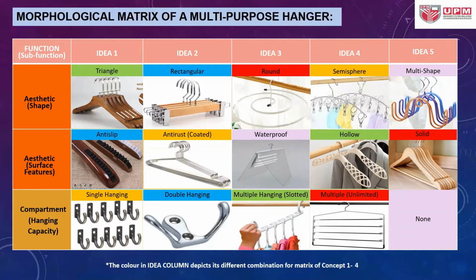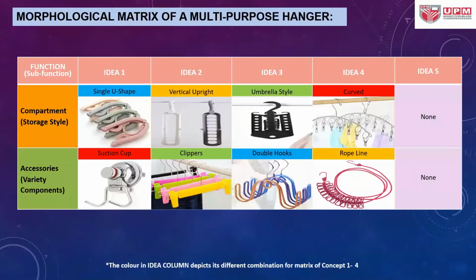And the next subfunction is in terms of compartment, hanging style or hanging capacity. ID number 1, single hanging. ID number 2, double hanging. ID number 3, multiple hanging, slotted. And ID number 4, multiple, unlimited. Okay, let's go to the next subfunctions of the morphological matrix.